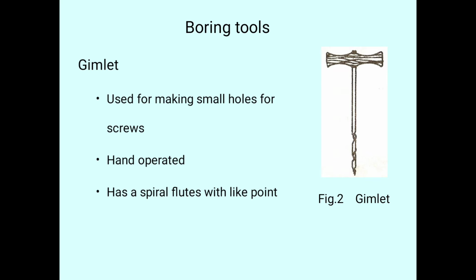At the bottom of this gimlet, we can observe in the figure that there are some flutes. It looks like a point. These are called spiral flutes. So we can say this gimlet has spiral flutes with a point.